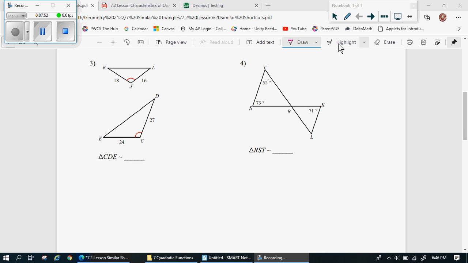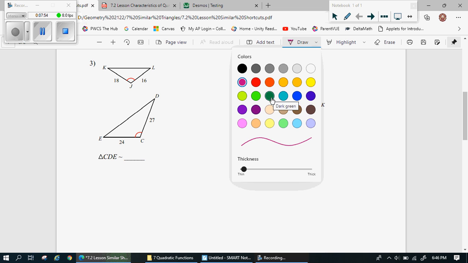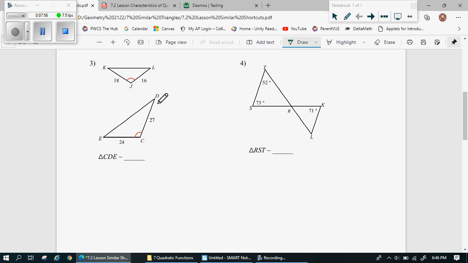So let me do one more here. There's going to be some on here that I'm not going to do, but that's okay. They're available to you if you want to try them. Again, I'm going to write down my options. And then when I look at my triangles, they're not overlapping in any way, so I don't have vertical angles. I don't have any reflexive property.